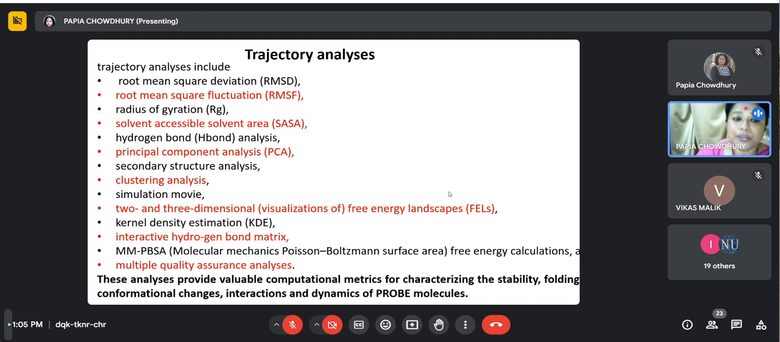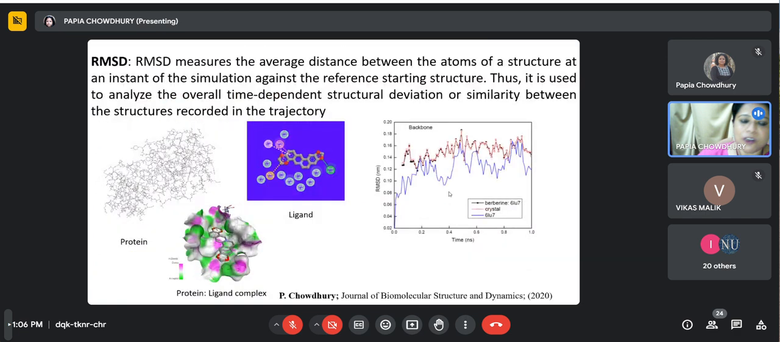You can get a simulation movie of how the system behaves with time. You can get the kernel density, interaction, and hydrogen bonding matrix. You can get the molecular mechanics, that means the binding energy and free energy of the system. Every piece of information can be obtained from the output of the trajectory. All these analyses give valuable information regarding the stability, folding, conformational changes, interaction, and dynamics of your system in the environment, and of the system as an individual.